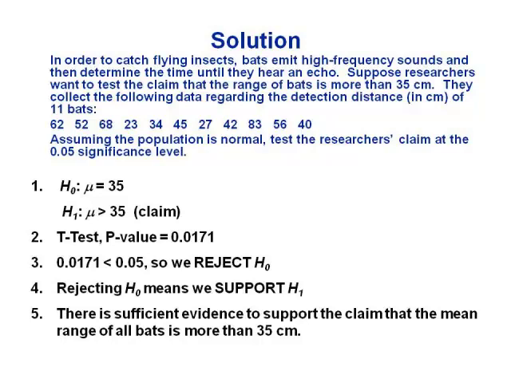We've got a significance level of 0.05, so we're smaller than that. We're small enough to reject the null and support the alternative, so we do have sufficient evidence to support the claim that the mean range of all bats, not just these 11, but of all bats, is more than 35 centimeters.